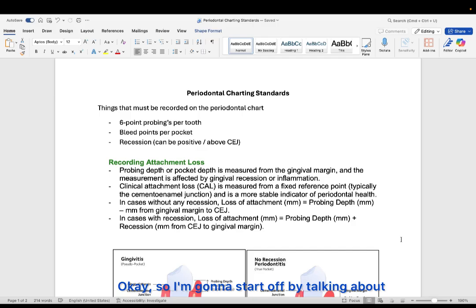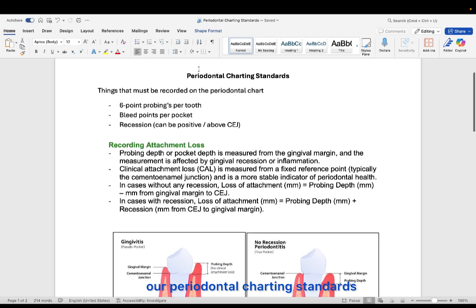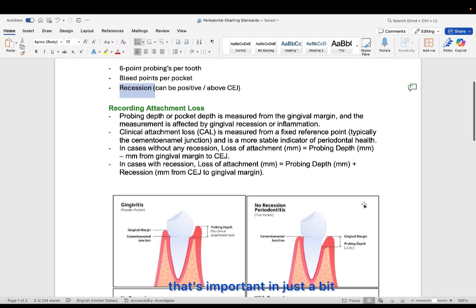Okay, so I'm going to start off by talking about our periodontal charting standards. It's important for us to probe 6 points per tooth, which we already do. It's also important to chart bleeding points per pocket. Something that we don't do consistently is recession, and this is not just charting where the recession is, you have to chart every single tooth, because if there's no recession, you have to chart a 0. And I'll tell you why that's important in just a bit.